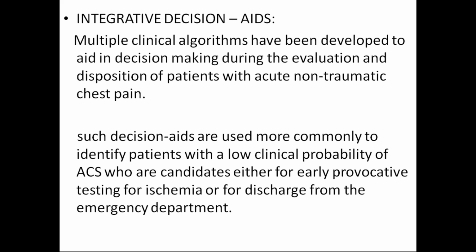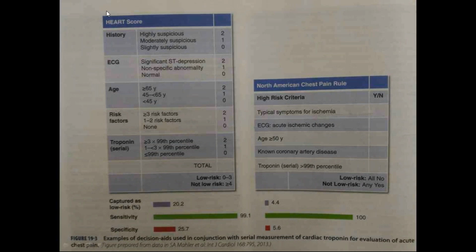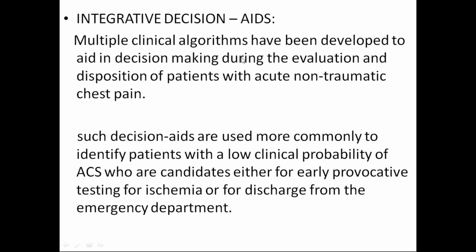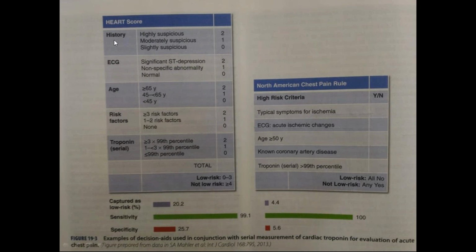And the very important slide coming for MCQ purpose: the HEART score. We have already discussed diagnostic aids. This is one of the diagnostic aids, the HEART score. It is history, ECG, age, risk factors, and troponin. In acute chest pain, if this is of high risk, it is typically anginal pain or MI pain.